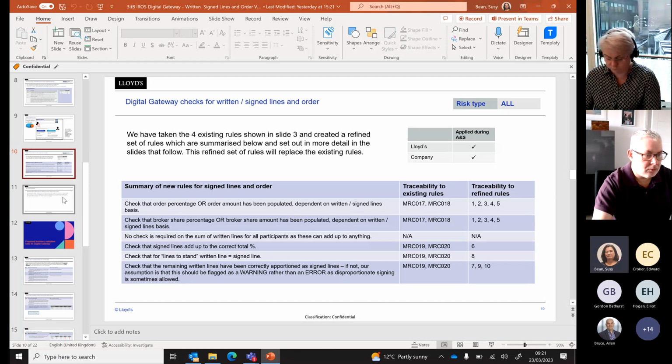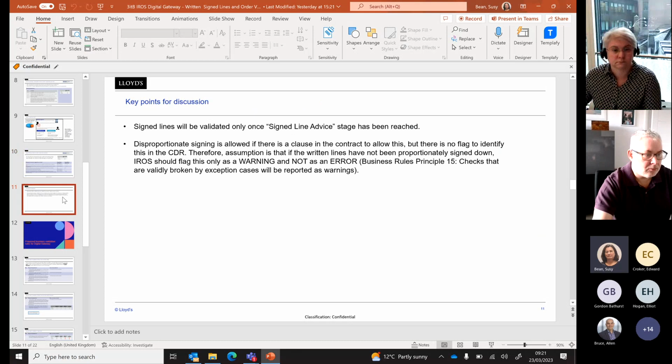The next slide is our key points for discussion. The sign lines validation will only be applied once the sign line advice stage is reached, so that would be at the sign line advice stage and pre-accounting. It wouldn't be checked before that. And disproportionate signing is allowed if there's a clause in the contract to allow this, but there's no flag to identify this in the CDR. So our assumption is we'll put this as a warning, not as an error.